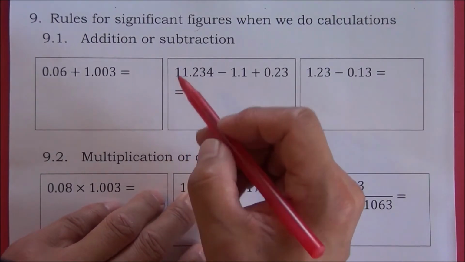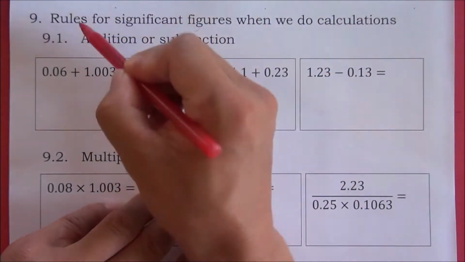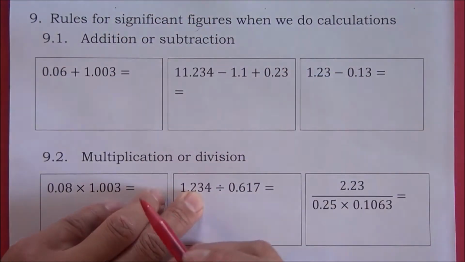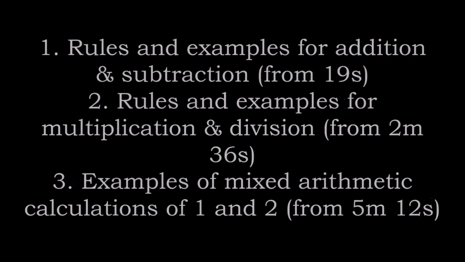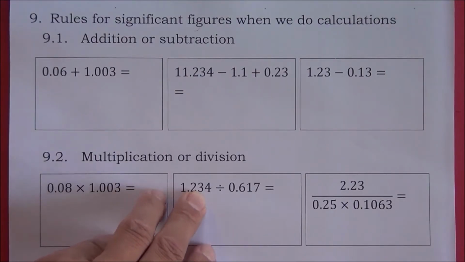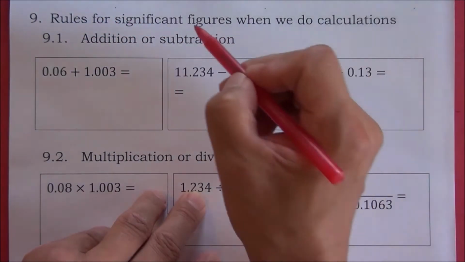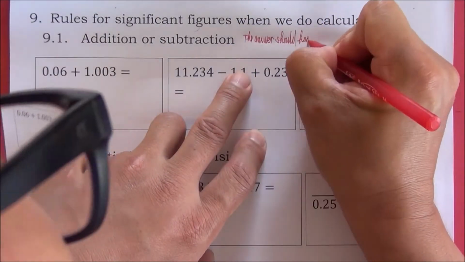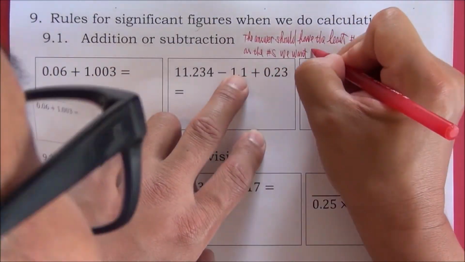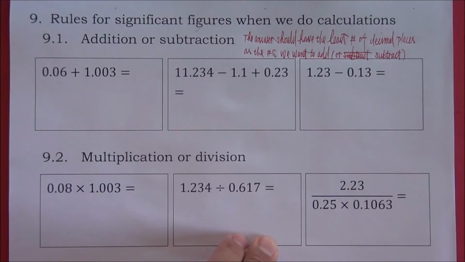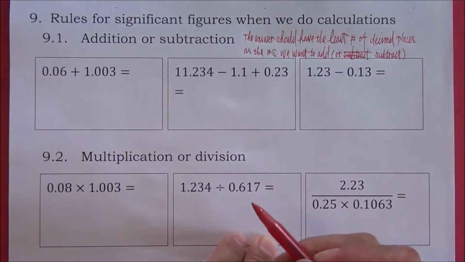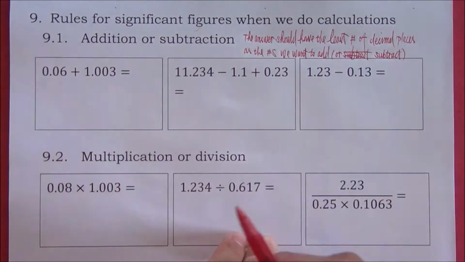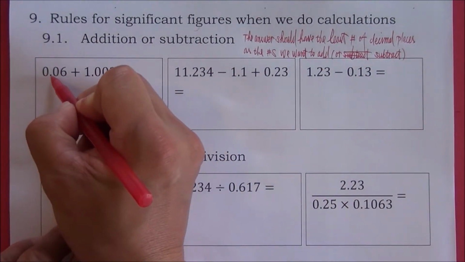Today, we're going to learn some rules for significant figures when we perform calculations. First, let's go over the rules for addition or subtraction. The rule is very simple. The answer should have the least number of decimal places as the numbers we want to add together, or we want to subtract. Let's look at some examples.